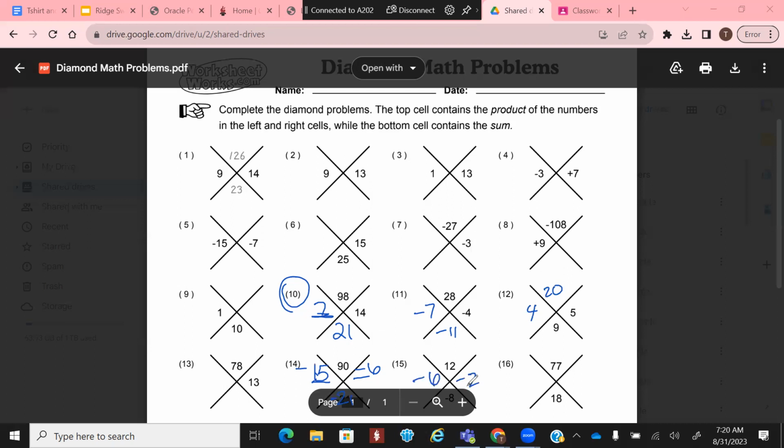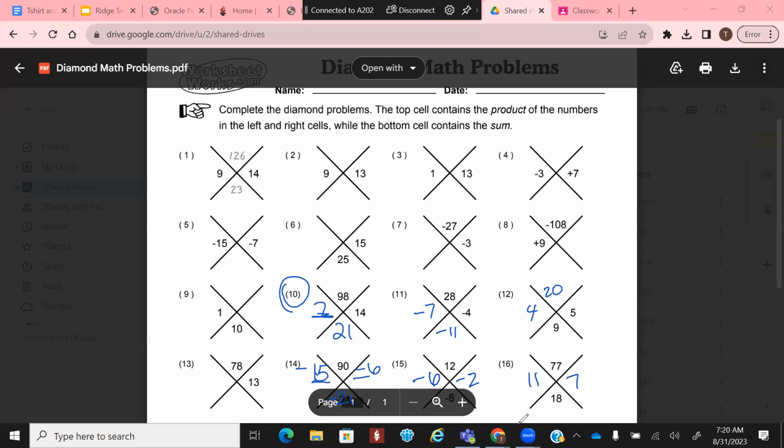Okay, Isis, how are you doing this? Like, how do you figure those numbers out? Okay, so she said, hey, what are factors of 12? And then which ones can I add together to get me -8? Okay. On the next one, what are factors of 77 that add together to get me 18?